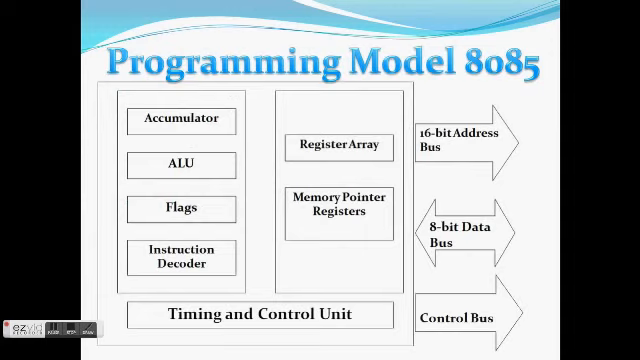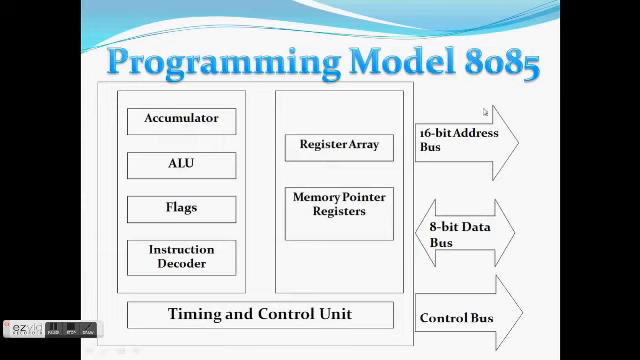Here we see the programming model of the 8085. It has three segments. The first segment includes the arithmetic logic unit, an 8-bit register called the accumulator, the instruction decoder, and the flags. The second segment shows 8-bit and 16-bit register pairs, register arrays, and memory pointer registers. The third segment is the timing and control unit. Also, we see the segments connected with various internal connections called the internal buses.